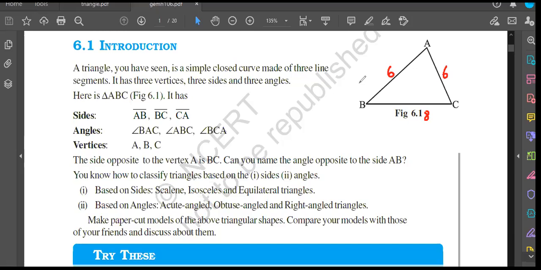No, Amisha, I'm just giving you the information. Don't worry about this figure. Now, if I say that this side is also 6, then it is your equilateral triangle.